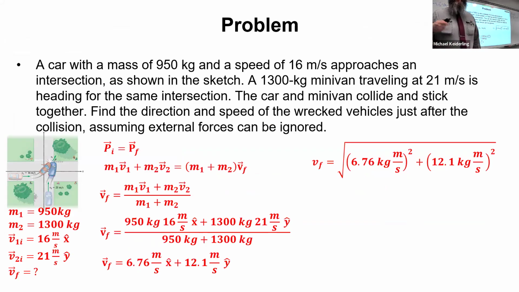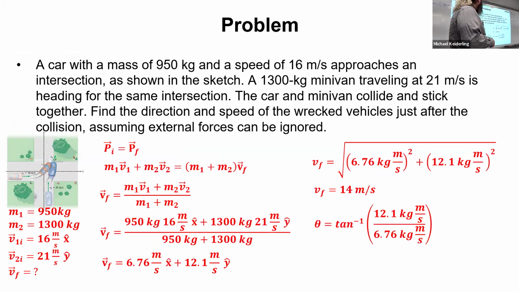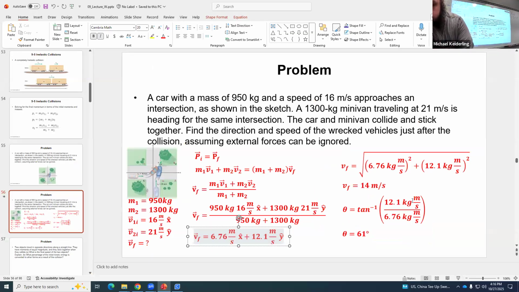So the final velocity, if we want to find the magnitude, we can take the square root of the x squared plus the y squared, and we get 14 meters per second. And the angle is the inverse tangent of 21 meters per second over 6.67 meters per second. And so the angle is 61 degrees. Again, it's just meters per second.